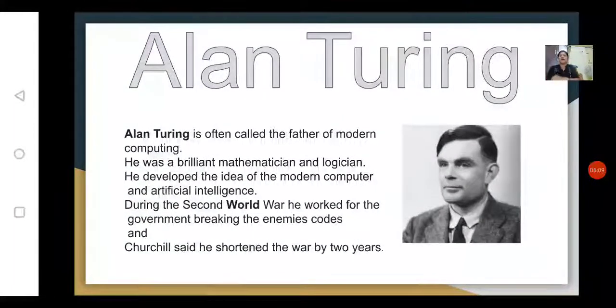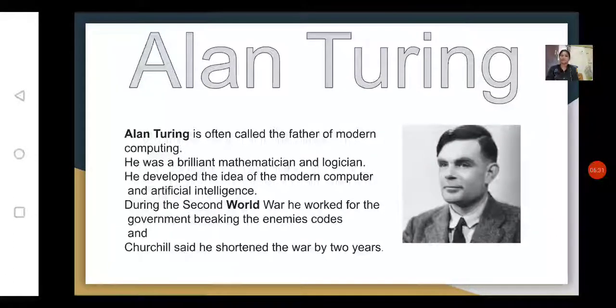After that, Alan Turing, who is the father of modern computing, a brilliant mathematician and logician, developed the idea of the modern computer and artificial intelligence too. In the 1930s itself he built that.